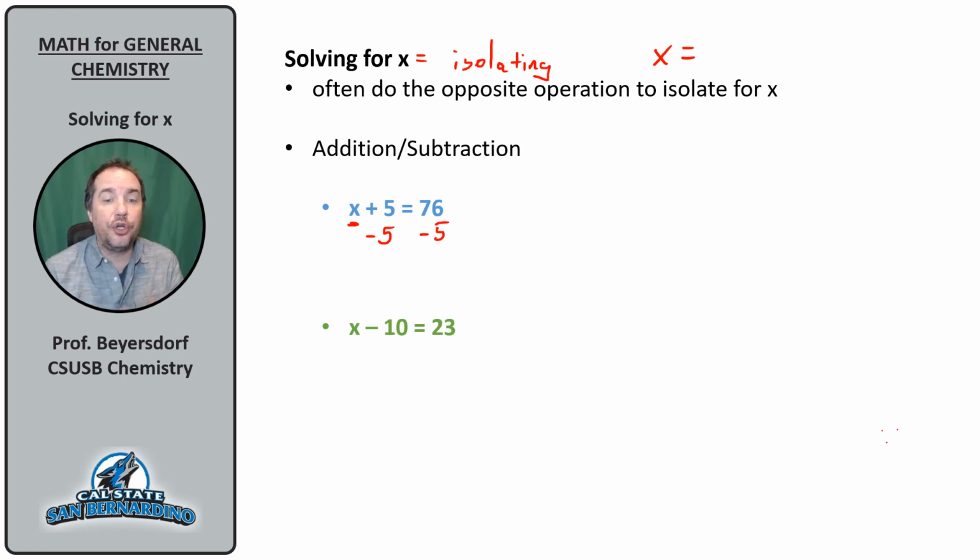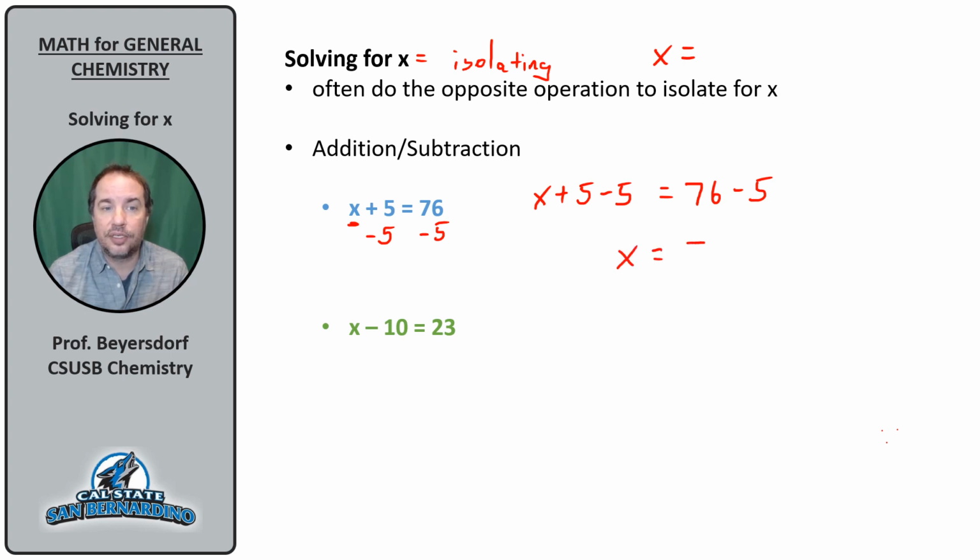Remember, we can do any operation as long as we do it to both sides, we're all good. All right, so x plus 5 minus 5 equals 76 minus 5. The plus 5 and minus 5 will cancel out, so I get x equals 71. So here, because it's an addition, I had to do the opposite, subtraction.